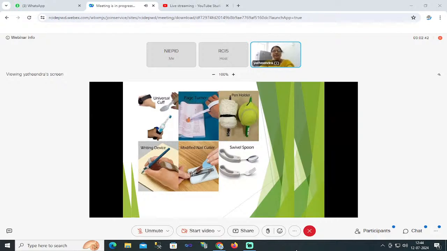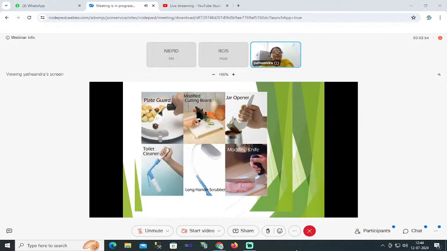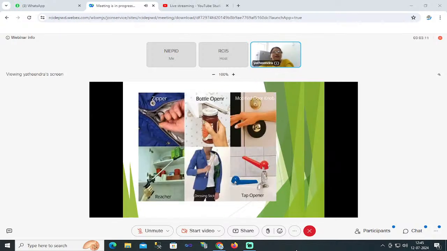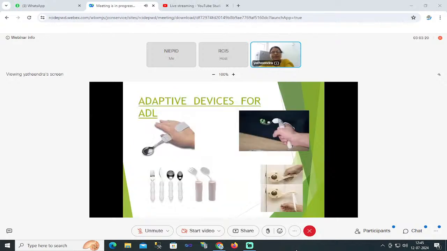Other adaptive devices: a nail cutter with adaptation, a writing device with adaptation, then some adaptations in spoons and forks, plates with plate guard, modified cutting board, jar opener, knife with modifications, then toilet cleaner with modifications. The purpose is that the person should do all these actions by himself with maximum independence. Then zipper, bottle opener, modified door knob, tap openers, dressing stick, reacher. And again, these are some other examples.